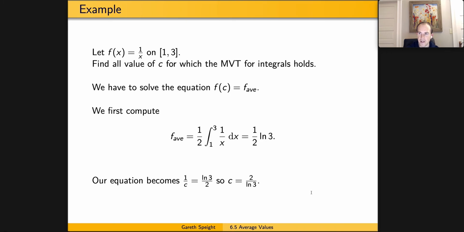Okay, just to wrap this up, this was a short section, which is pretty easy. We defined the average value of a function on an interval to be 1 over b minus a times the integral of the function. So it's pretty easy to calculate. We said the mean value theorem for integrals says that there exists a point c where the function takes its average value.